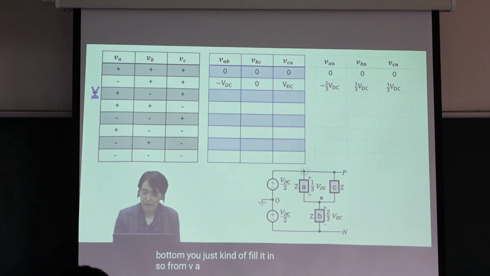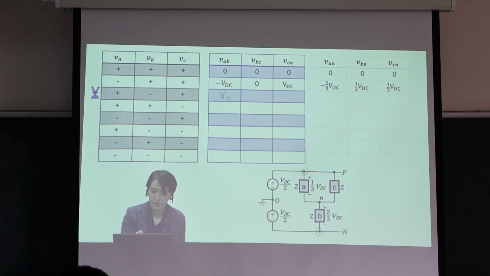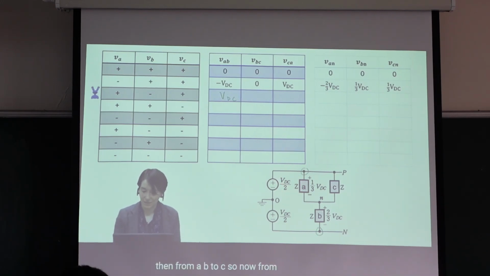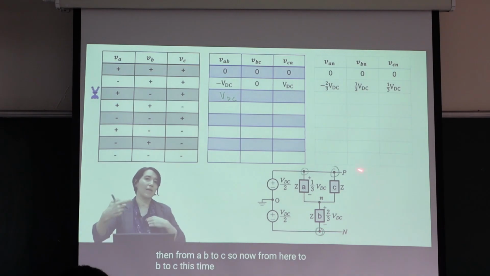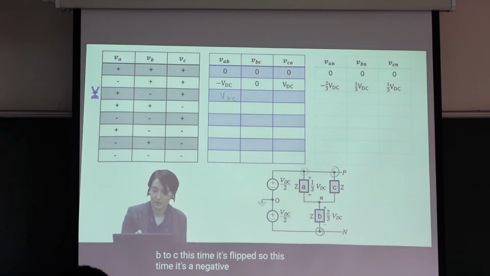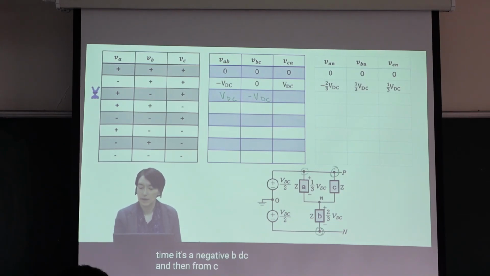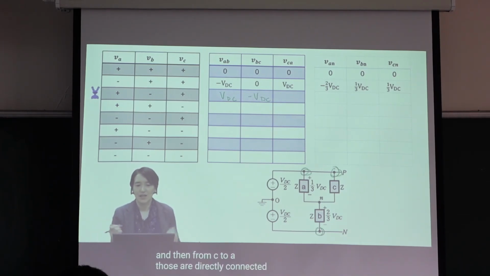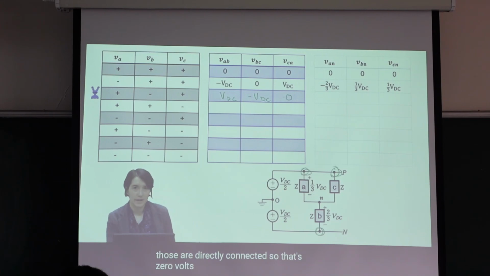So VAB, we have a positive VDC. Then from B to C, so now from here to B to C, this time it's negative VDC. And then from C to A, those are directly connected, so that's 0 volts.